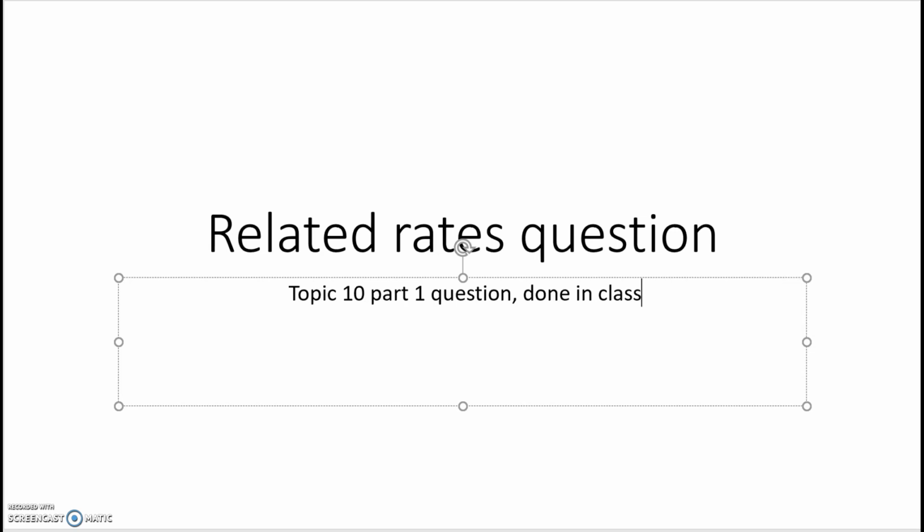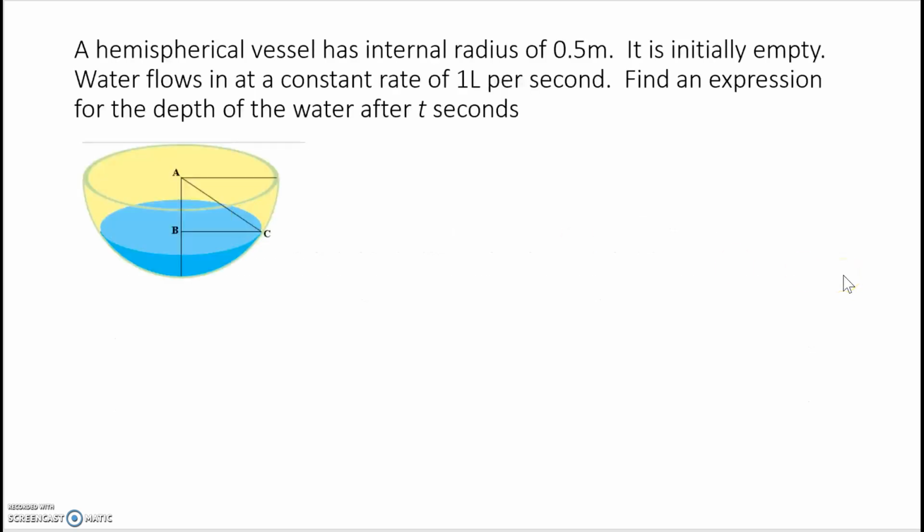So it's a question where there is quite a lot going on. It's a related rates question, if you like, but it's an application of integration as well. What we've got is a hemispherical vessel, so half a sphere, and it's got an internal radius of 0.5 meters. So that's 0.5 meters across there, which means also AC is equal to 0.5 meters as well.